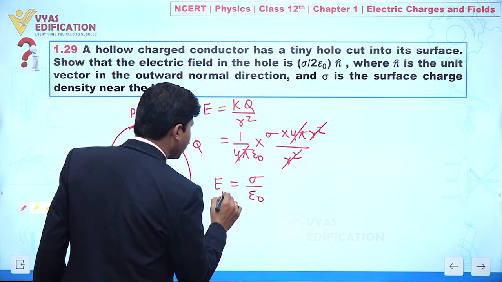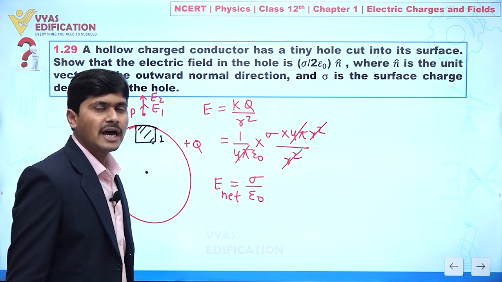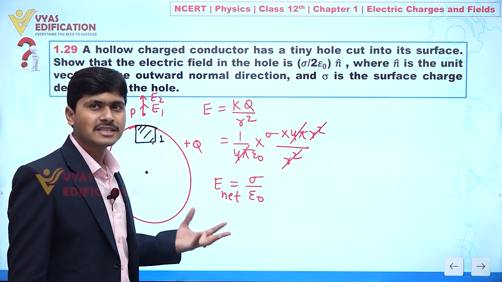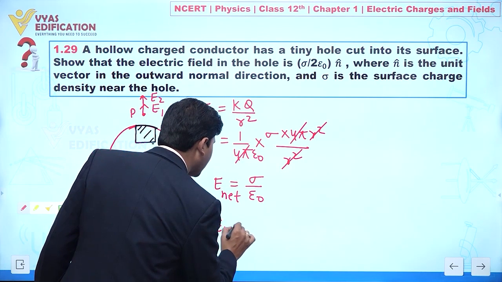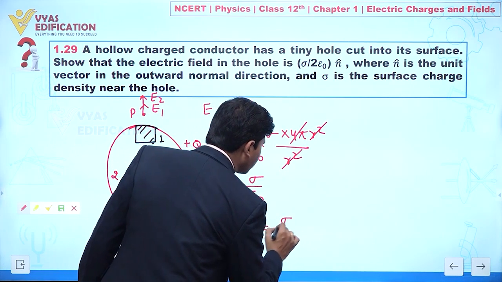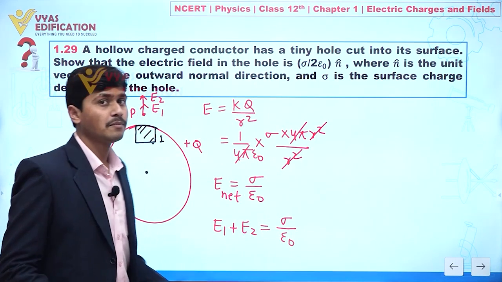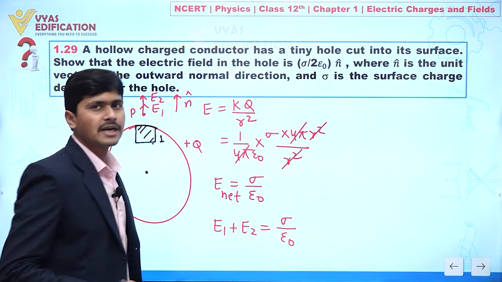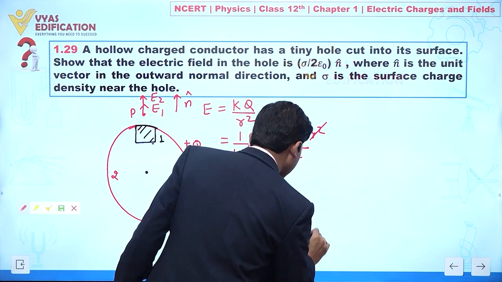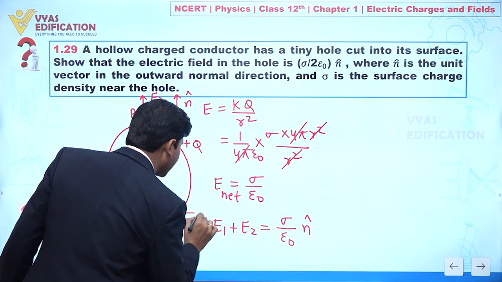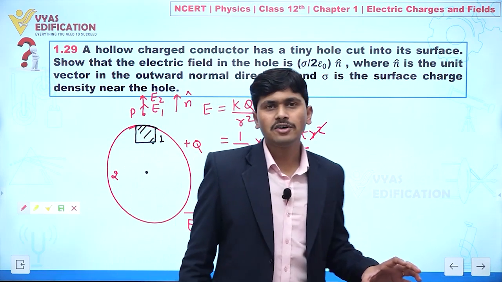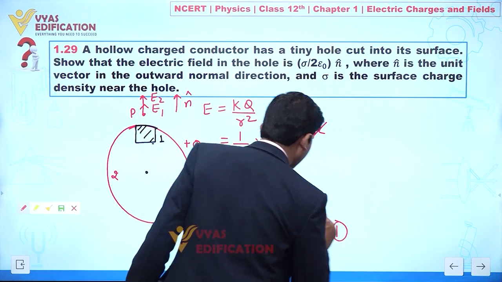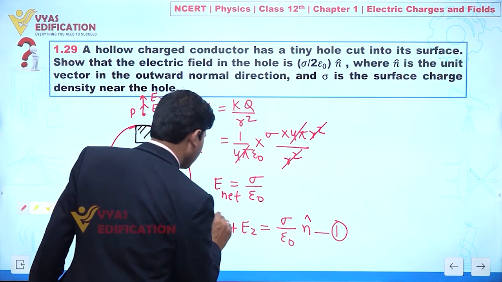So my dear student, this E is E net, and this E net actually consists of two electric fields E1 and E2, and both are in the same direction. So we can write E1 plus E2 equal to sigma upon epsilon naught. And most important, let's suppose we are assuming a unit vector in the outward direction, that is n cap. So this is n cap and this is the net electric field outside. Let's suppose this is equation number 1.